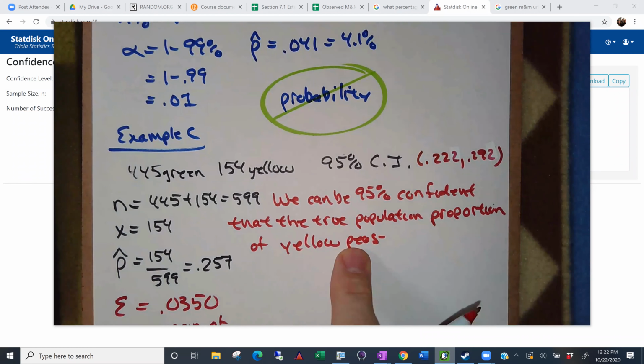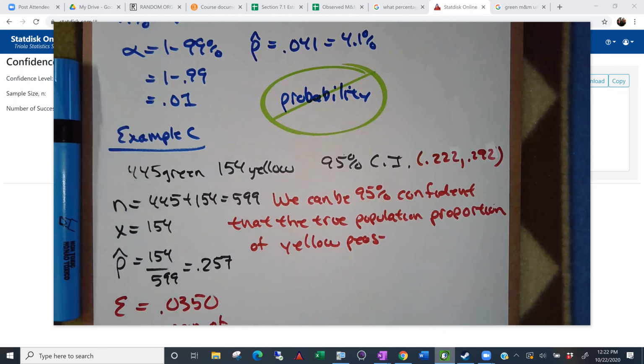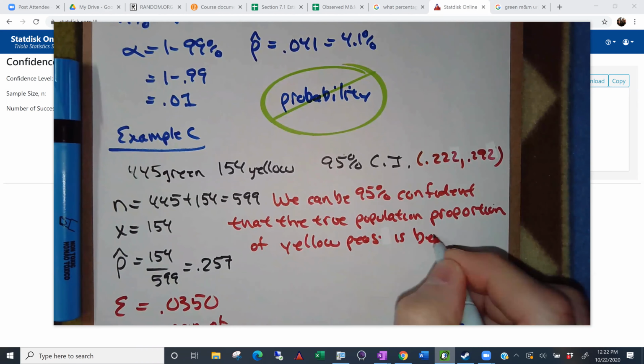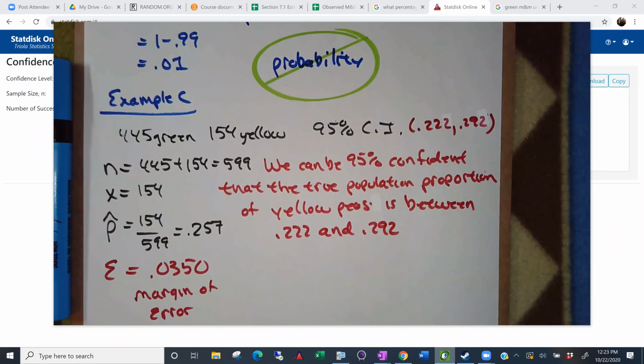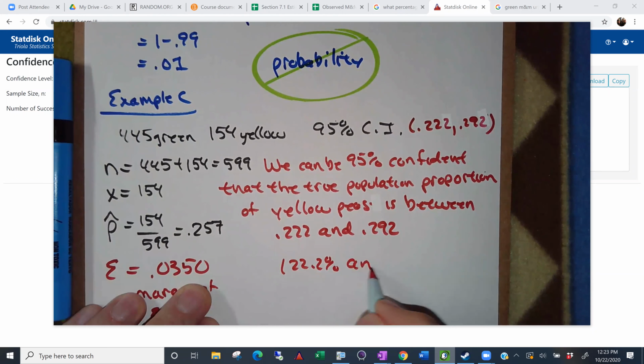and I like that we refer back to what we're talking about. I don't want it too cookie cutter. You should tell the reader what you're actually talking about. The true population proportion of yellow peas is between 0.222 and 0.292. There you go. And then you could write it as a percentage if you wanted to: 22.2% and 29.2%. That's fine.